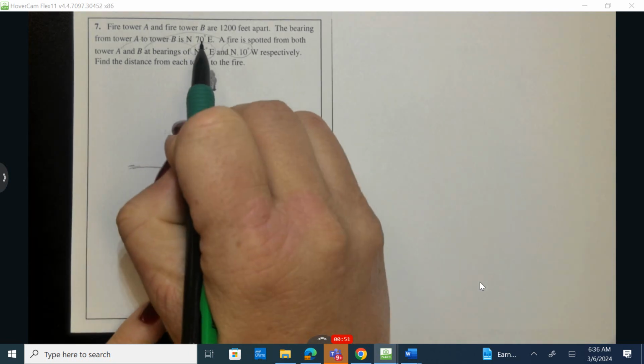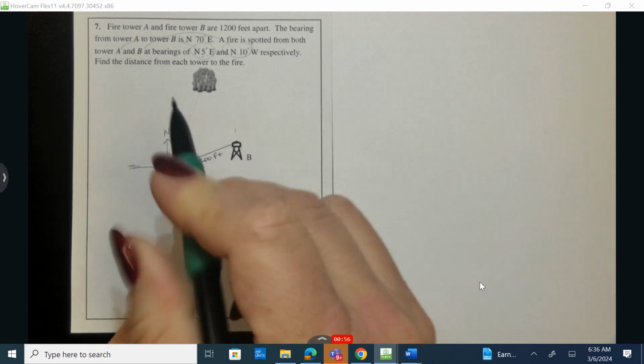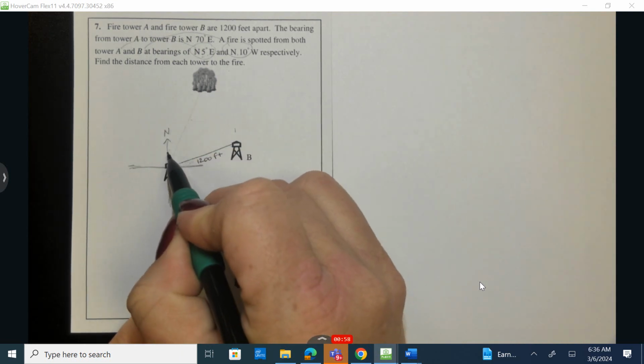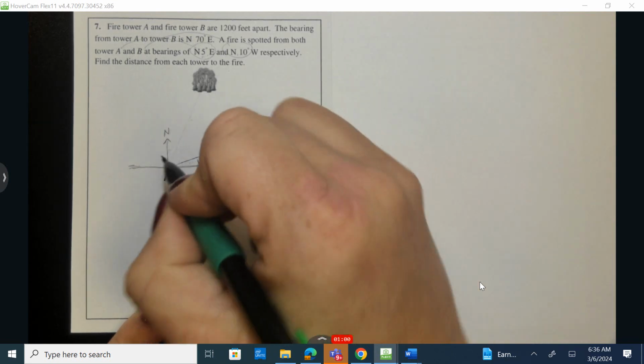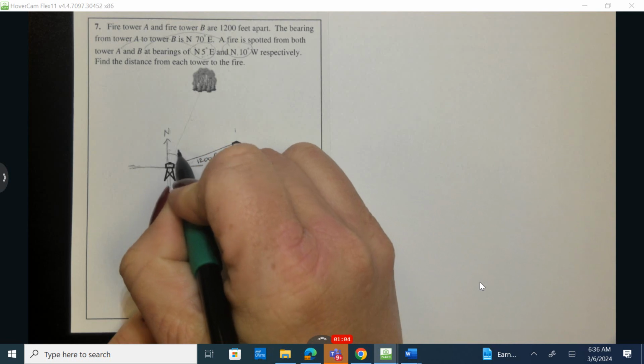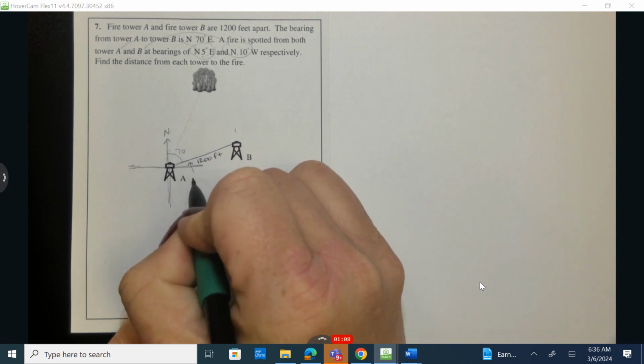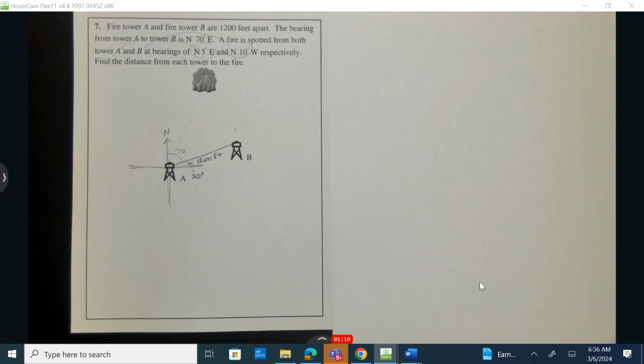Let's start with this one, 70 degrees east of north. That's from A to B. So think of this as going directly north, and then we're going to swing to the east 70 degrees. That means this measurement is 70. And since I know it creates a right angle, this measurement right here is 20 degrees.